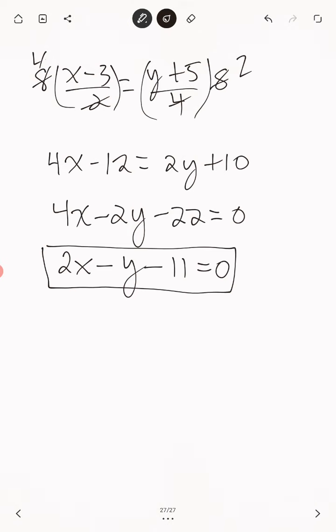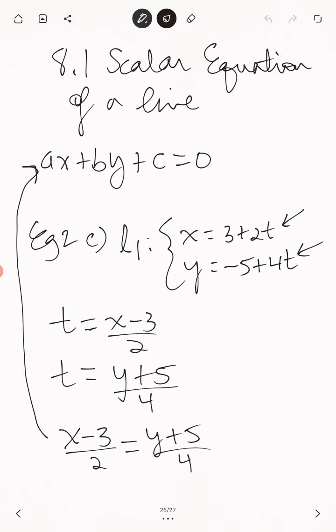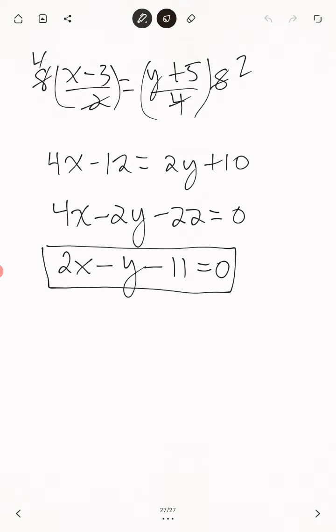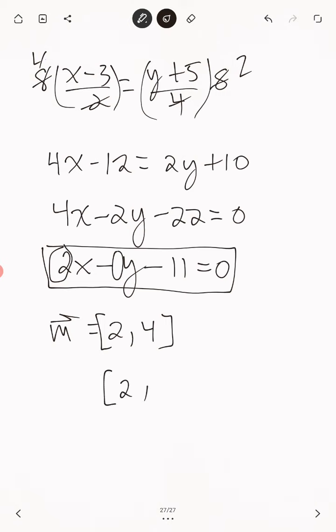Now I want to show you something interesting here. Let's just go back for a second and get our direction vector for the line from the parametric equations. So it's 2, 4. So m is 2, 4. And then I want to look at the coefficients of x and y in my scalar equation. Since there's nothing here, it must be a 1. So let's write that in vector form. Sorry, it's negative 1, so n is 2, negative 1.